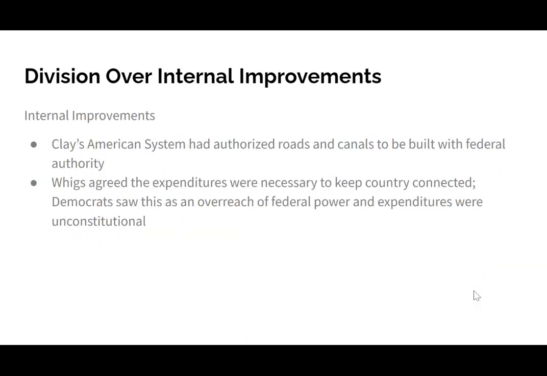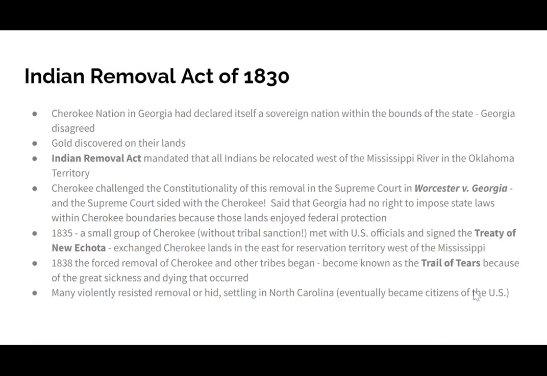Okay, so again, also division over internal improvements. We've already talked about this, but the American System had authorized roads and canals to be built with federal authority. Whigs saw the expenditures as necessary to keep the country connected, but Democrats saw this as an overreach of federal power and the expenditures as unconstitutional. So they're going to push back against federal expenditures on state internal improvements. So mostly internal improvements are going to be left to states to kind of figure out as they will.